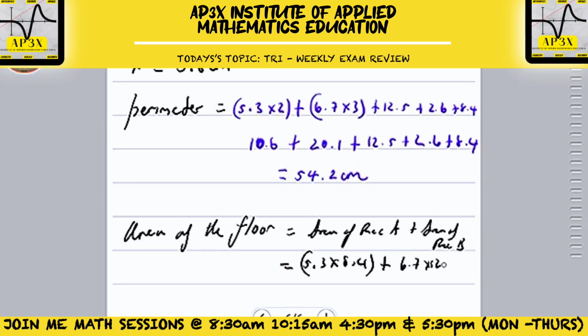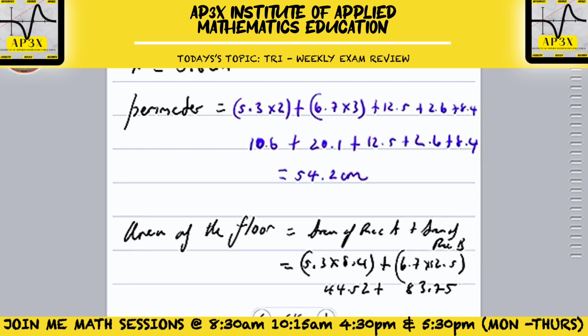6.7 times 12.5. Let's jump on our calculator here. 5.3 multiplied by 8.4. Hope you guys are working with me. That's going to be 44.52. Ensure that you're actually working the problem before I'm doing it, so you can match your solutions with mine. And that becomes 83.75.